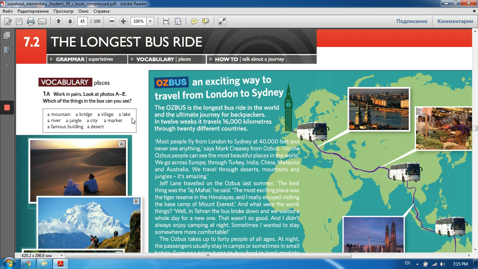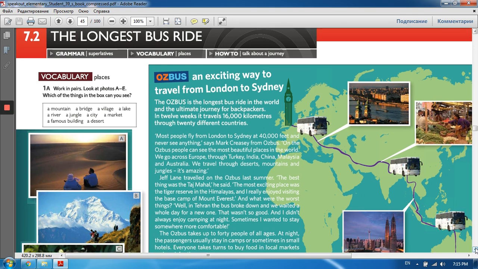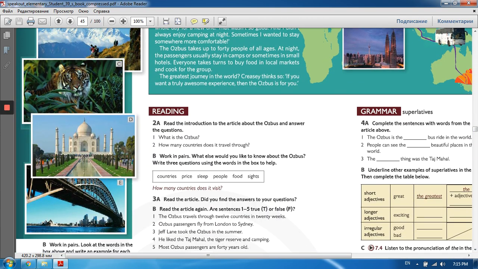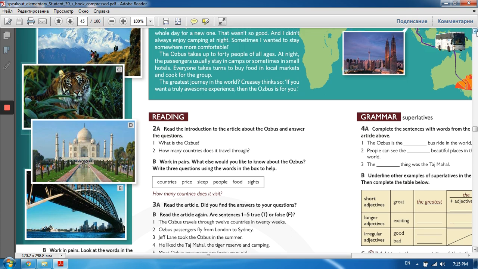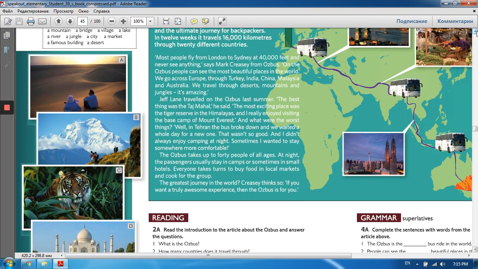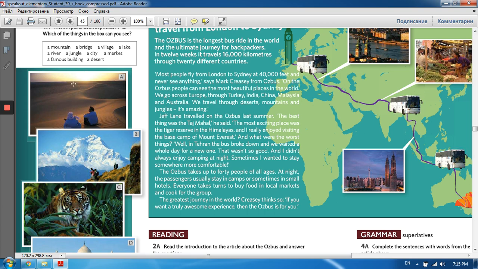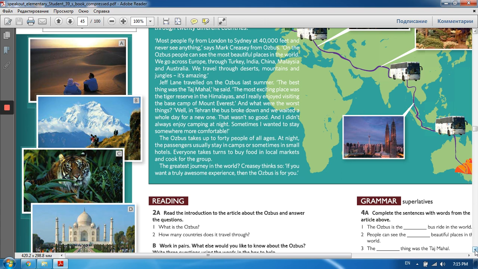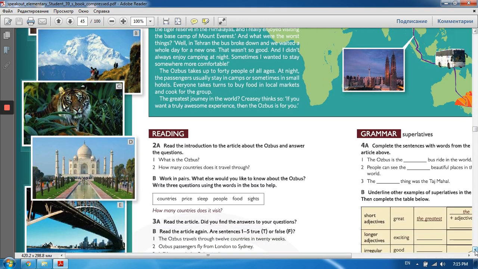Let's begin with vocabulary. But first of all, let's look through the photos you see. Photo A, B, C, D, and E. Let's find out, where are these places? So I think photo A is the Sahara Desert. Photo B is the peaks of Everest. Photo C is a tiger reserve in the Himalayas. And photo D is the Taj Mahal in India. Photo E, Sydney Harbour Bridge.